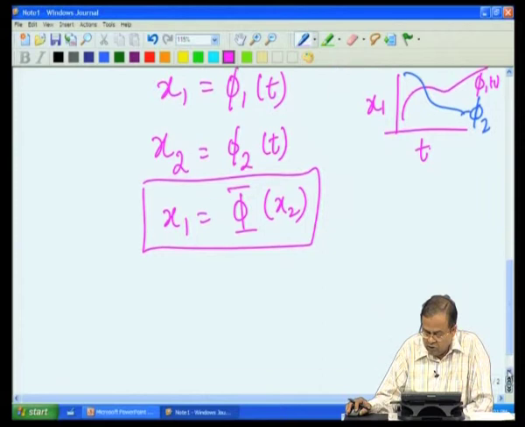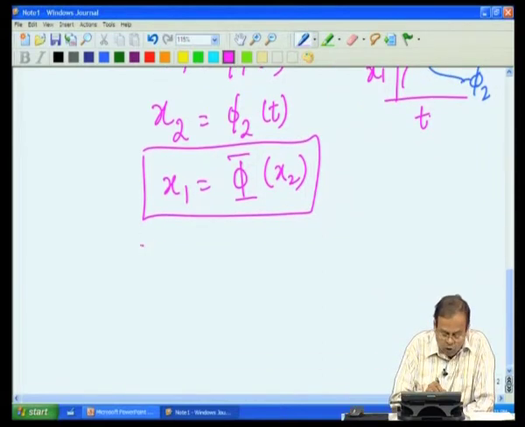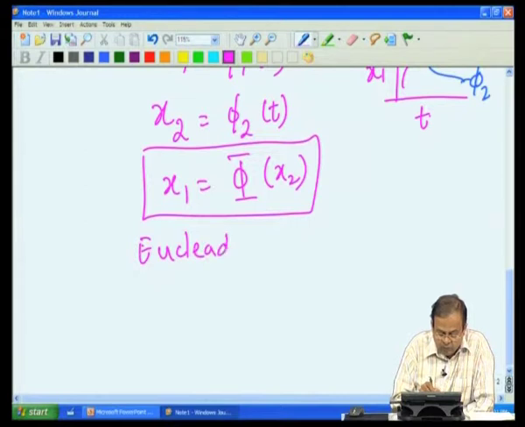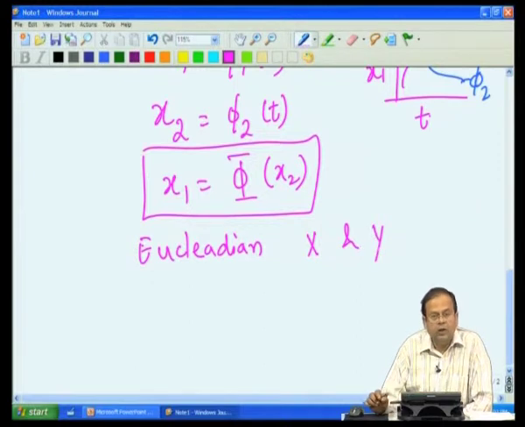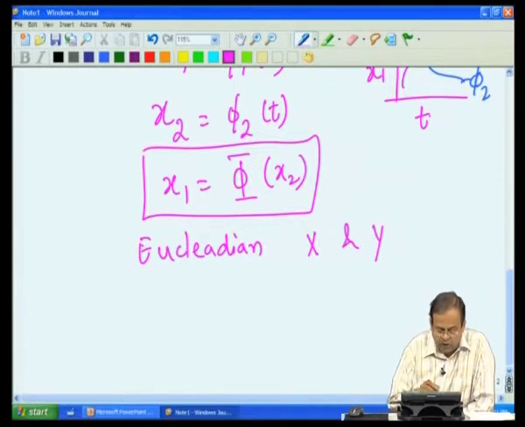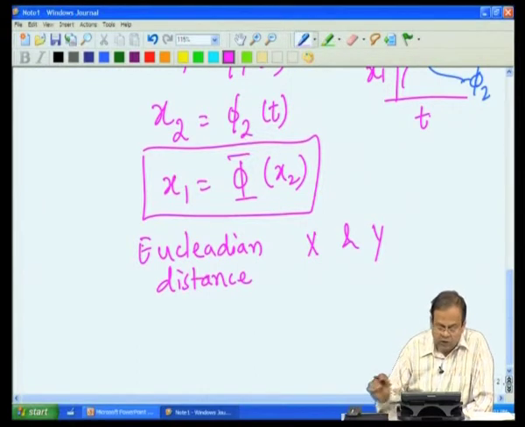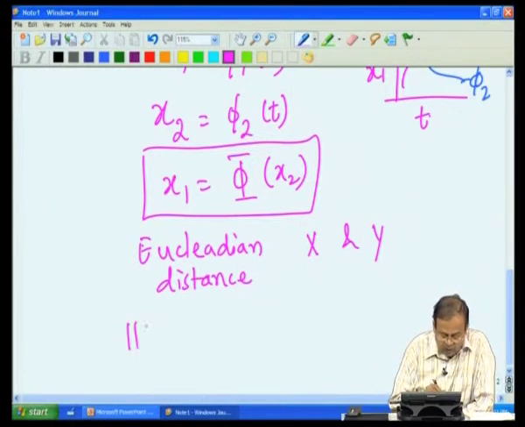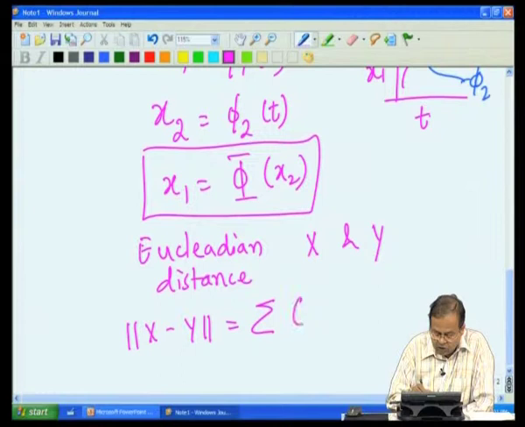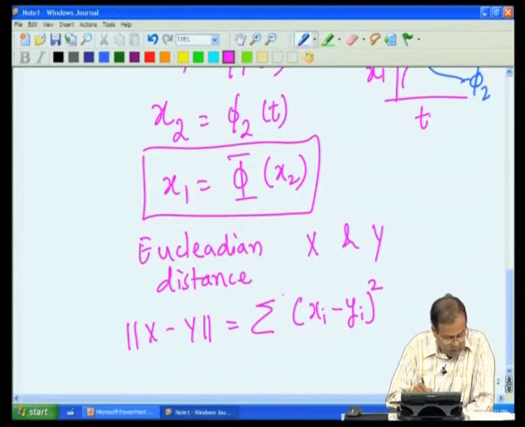Let us introduce a concept of what we call Euclidean distance between points x and y, in general, and we will make use of this Euclidean distance in describing what is meant by stability and so on. So, Euclidean distance between points x and y is defined as summation of (xi minus yi) the whole square, i going from 1 to n components.